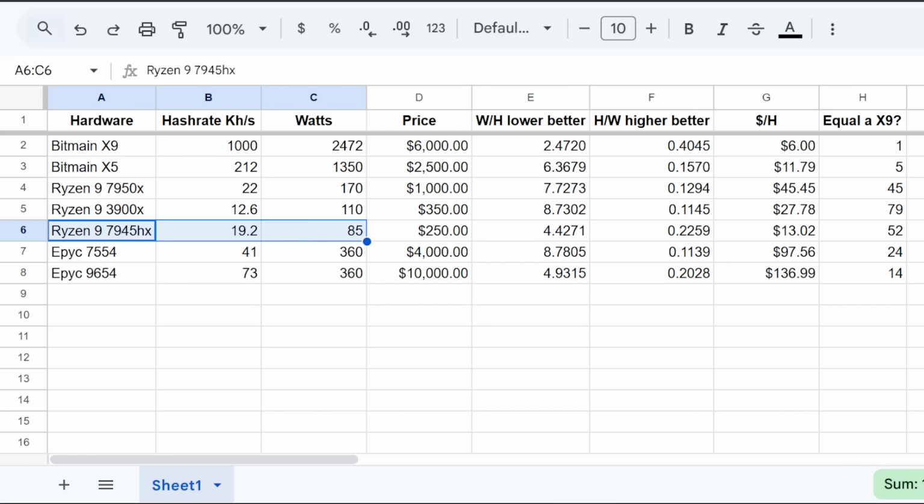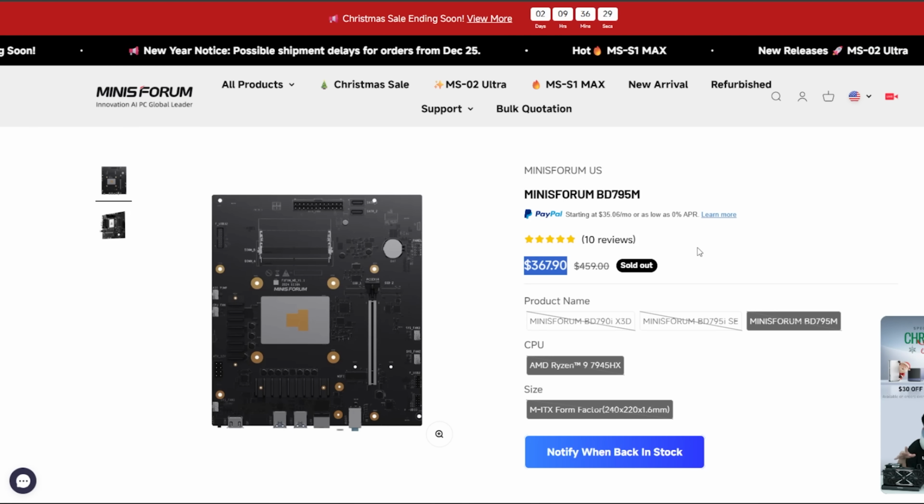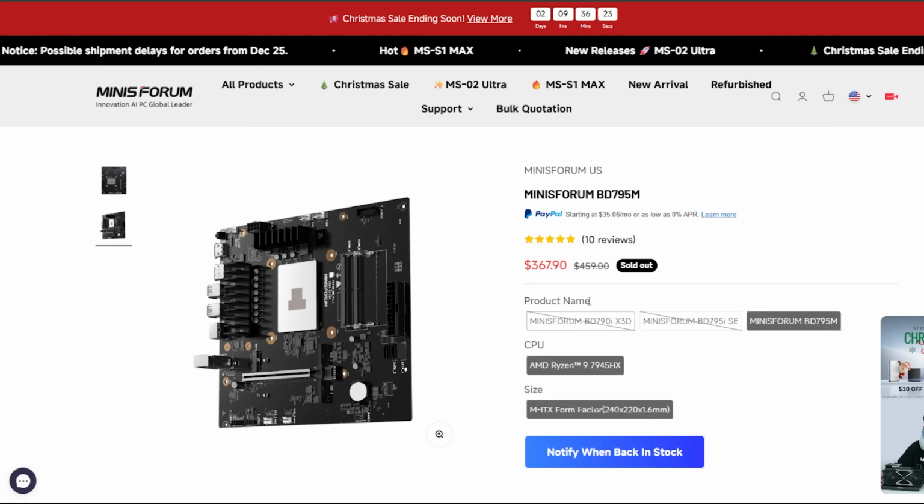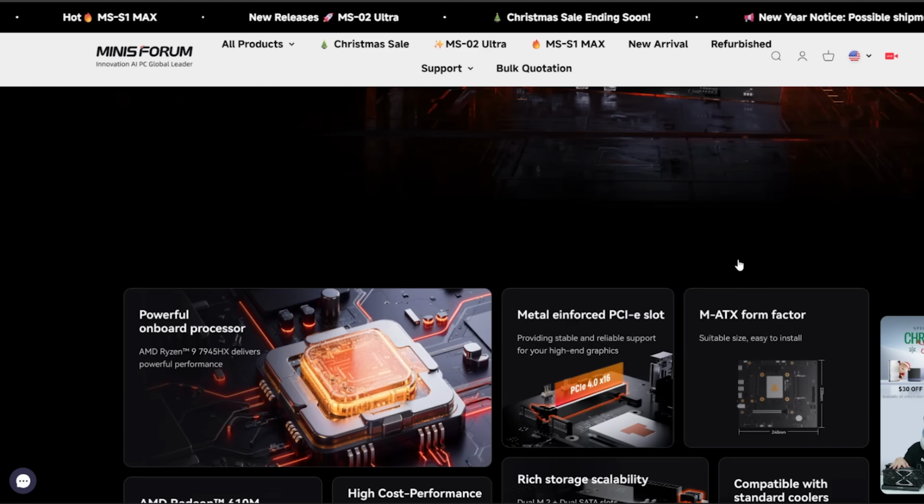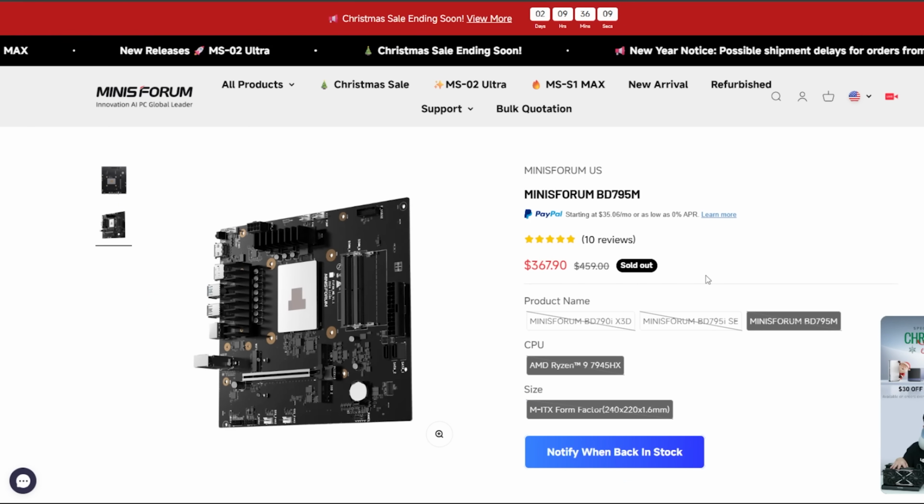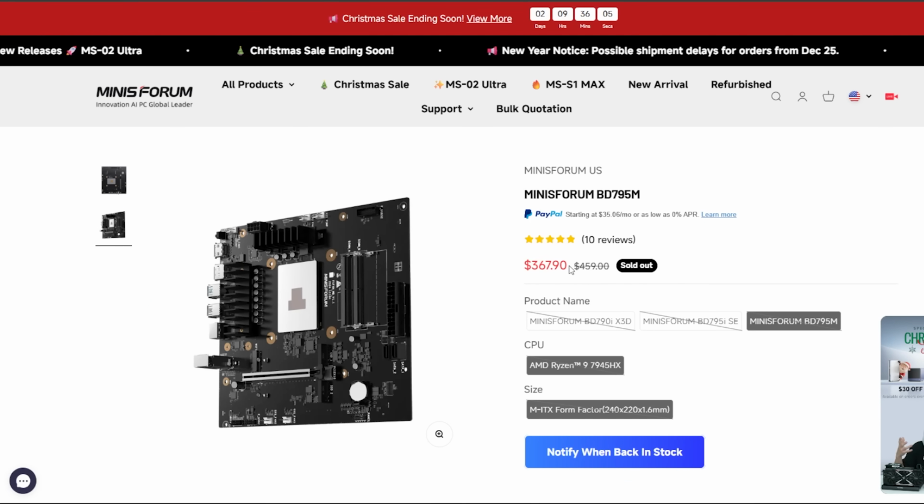7945HX? So this was a miner that was sold on Minisforum for about $250. They had a really massive deal. I was able to get two of these. There's a coupon in order to get the motherboard and 7945HX CPU combined for $250. This happened during the summertime. By the time everyone knew about it, some people got 10 or 20 of them. I wish I ordered more. This was a really good deal.